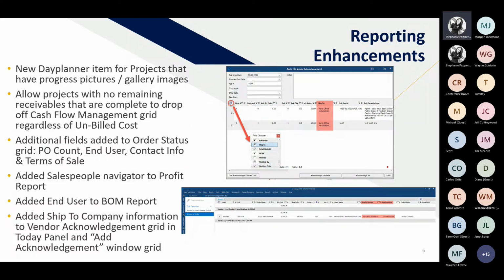But this is also affected by the mobile app. We have a feature in the mobile app where you can actually upload progress pictures from the app. But again, relying on a human to update you that a progress picture has been uploaded can sometimes be tricky. So having a day planner item that captures recently uploaded progress pictures can be helpful.